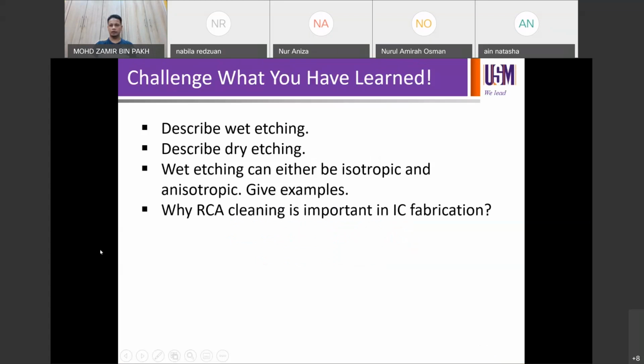Right, before we move on, let's recap a few things about the etching process. So let's go to the first one. Describe wet etching. How do you describe wet etching in this question? What are the main keywords you need to include in your answer? Anyone? Wet etching?